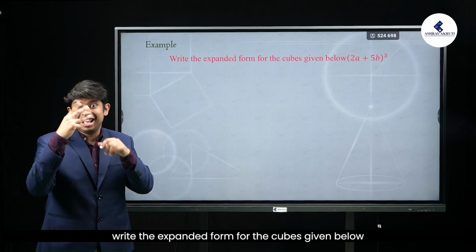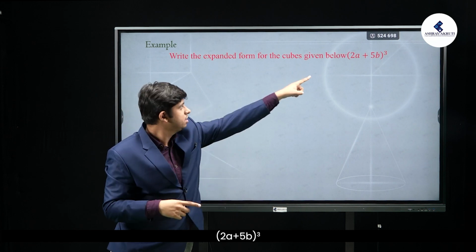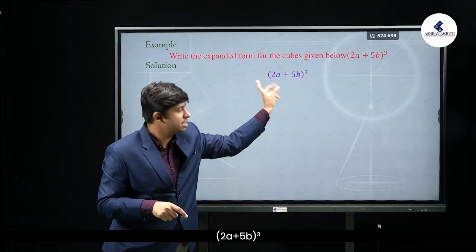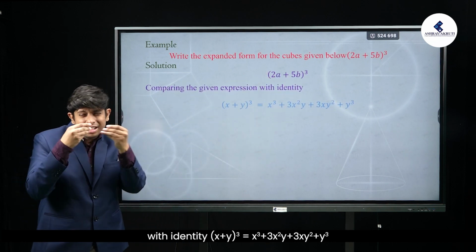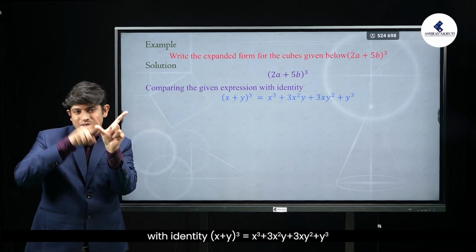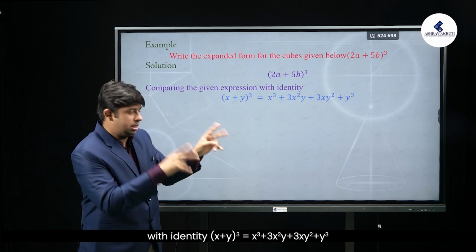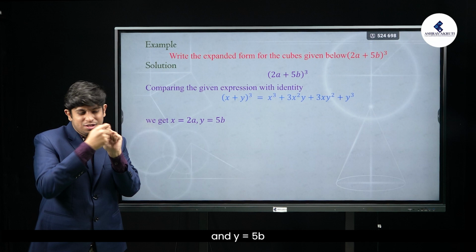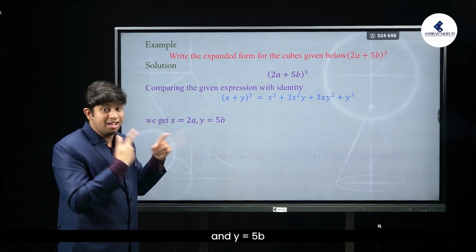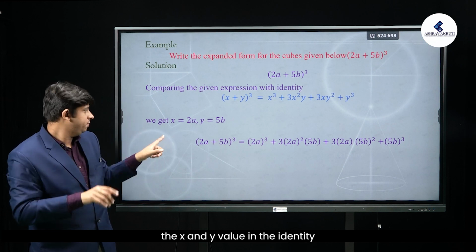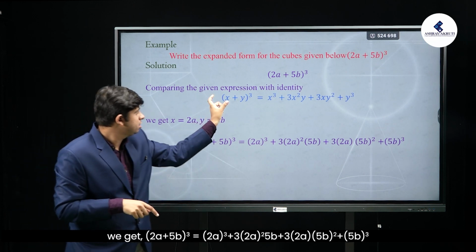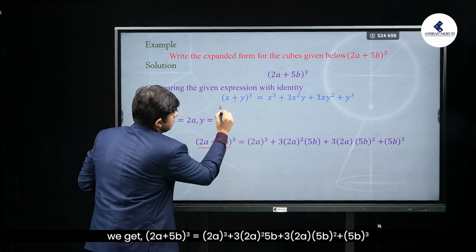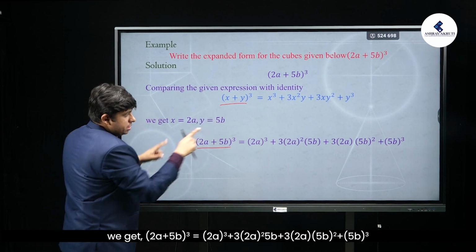Example: write the expanded form for the cube given below: (2a + 5b)³. Solution: given (2a + 5b)³. Comparing the given expression with the identity (x + y)³ is equal to x³ + 3x²y + 3xy² + y³, we get x equal to 2a and y equal to 5b. Then substitute the x and y values in the identity, we get (2a + 5b)³ is equal to (2a)³ + 3 into (2a)² into 5b + 3 into 2a into (5b)² + (5b)³.